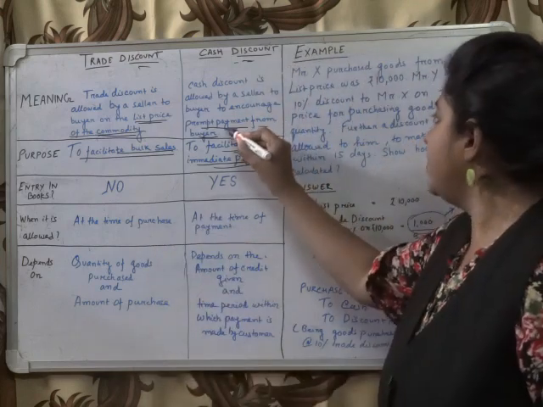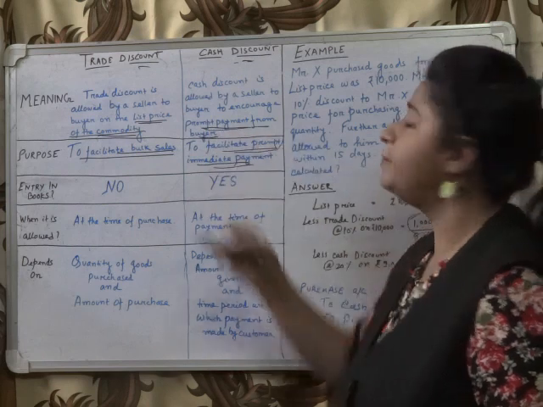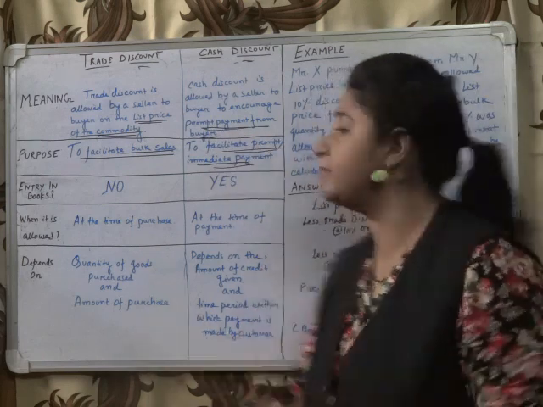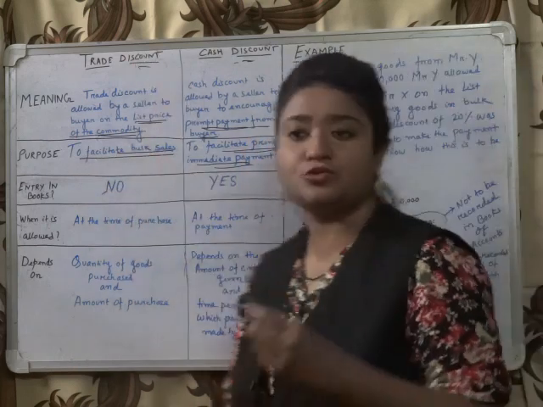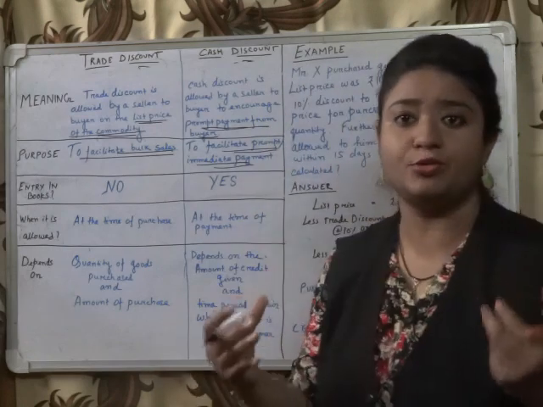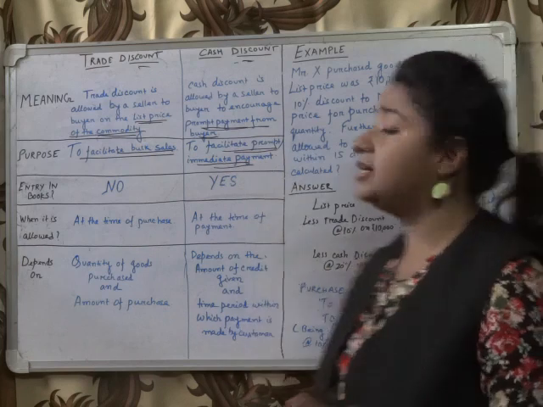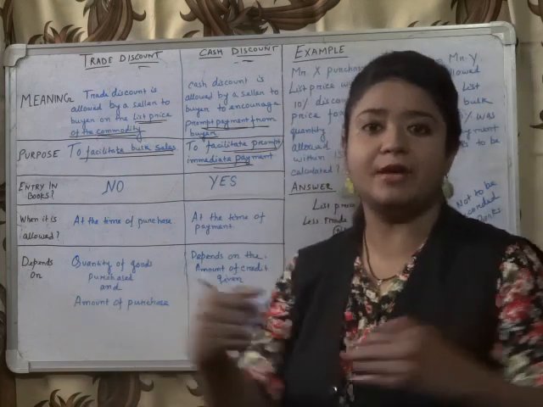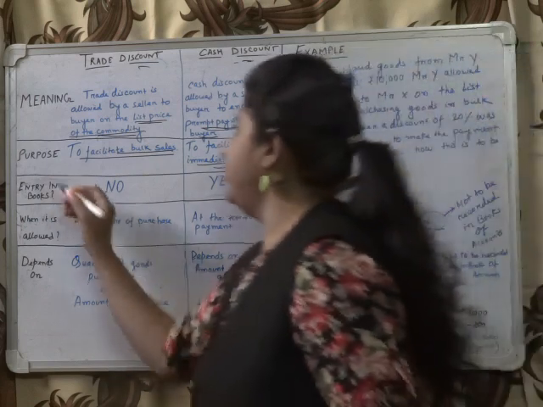Then if he has allowed any type of cash discount, he will be able to get the prompt payment or immediate payment from the buyer. Now, the purpose of trade discount, as I have said, is to facilitate bulk sales so that more sales revenue can be generated. And cash discount is to facilitate prompt or immediate payment. Okay. Now, entry in books.